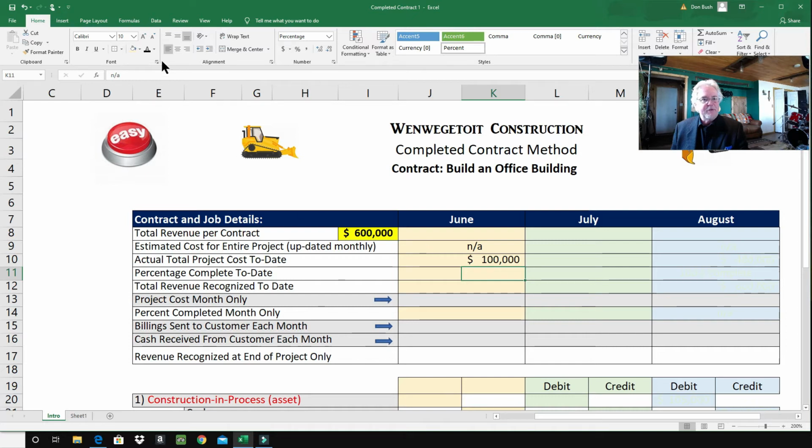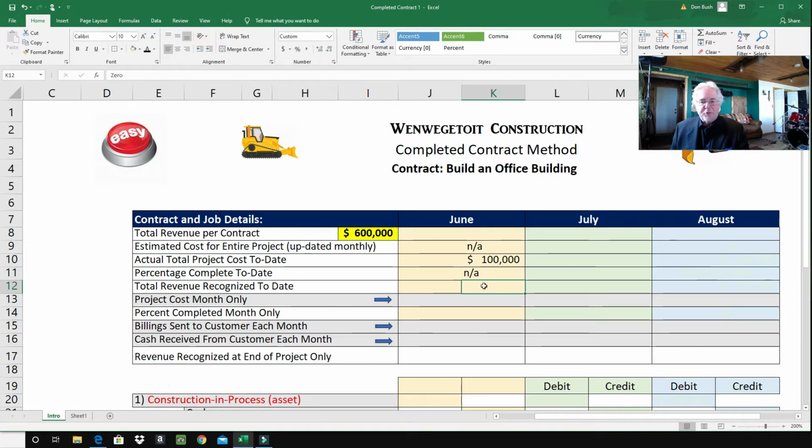Percentage complete to date. So the month of June comes and goes, and we ask the engineer, hey, how much have you spent to date, and what do you think the estimated cost for this project is? And the engineer says, well, I think the estimated cost for the entire project as of right now at the end of June, we don't need to know that either, not applicable. Saves us a lot of time and energy here.